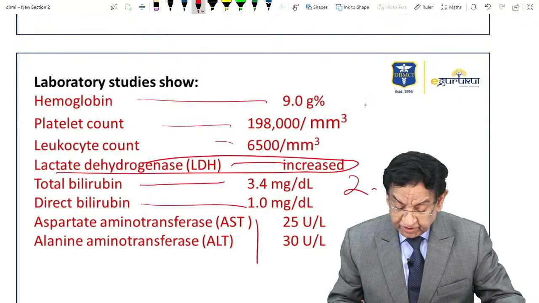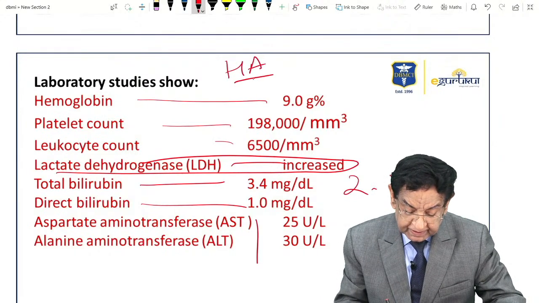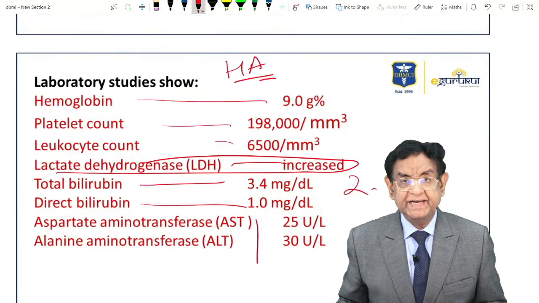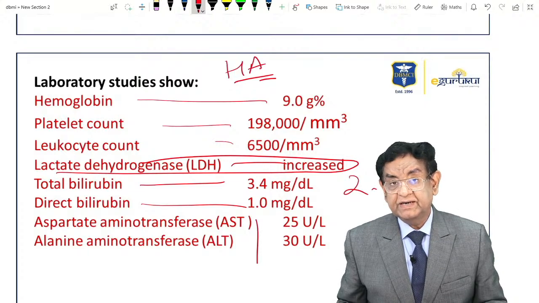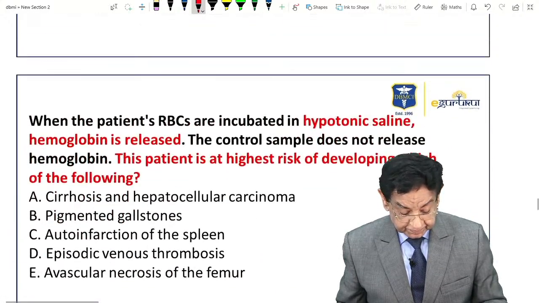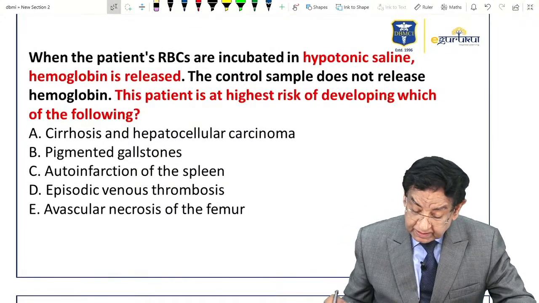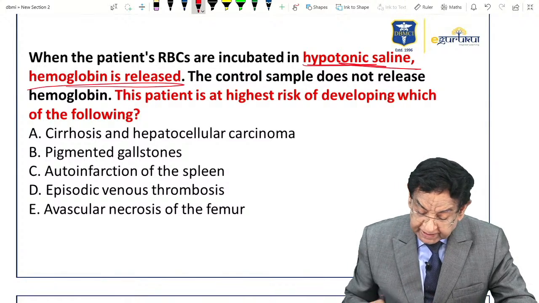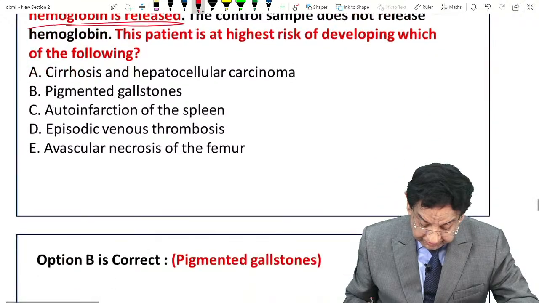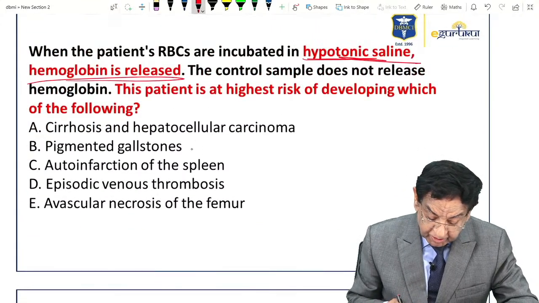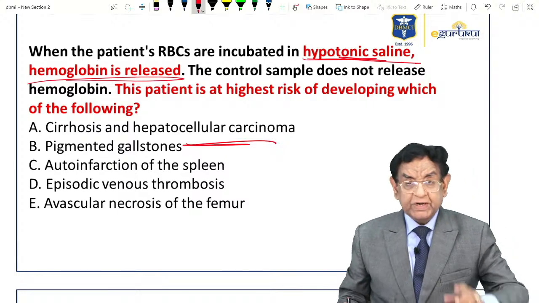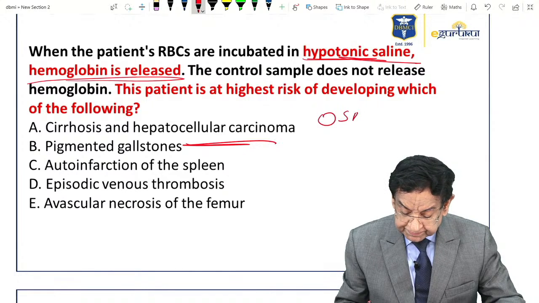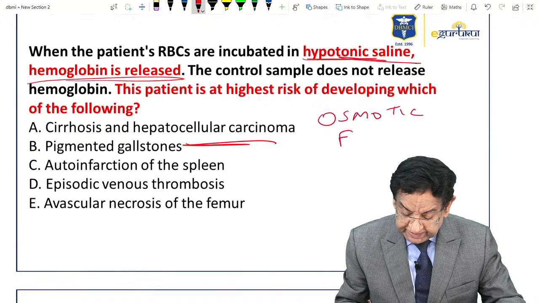Increased LDH is a feature of hemolytic anemia. Remember, although reticulocyte count is the best, the examiner is very smart. He did not give anything about retic count. He talked about the LDH level. And RBCs are incubated in hypotonic saline, hemoglobin is released, most likely chances of developing what? Pigment gallstone. What is he talking about? What clue has he given, that he is talking about the osmotic fragility test?